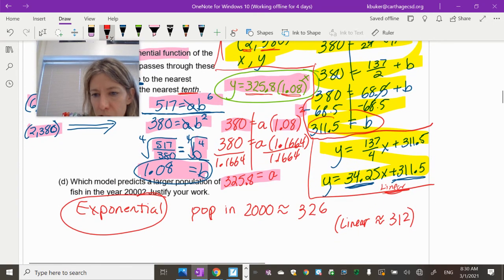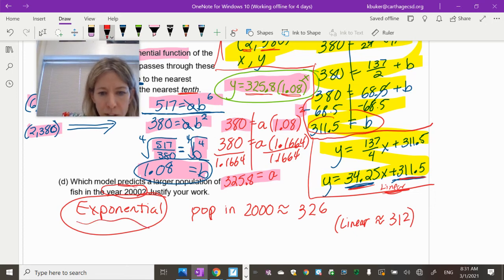Whereas the linear started out with 311.5 fish, approximately 312 fish, and grew 34 fish each year. So it says, which one predicts a larger population in the year 2000? Well, that was the initial population. So the exponential with 326 approximately, right? This would round to 326, was higher than the linear, which is about 312. Okay, so 326 was greater than the 312.